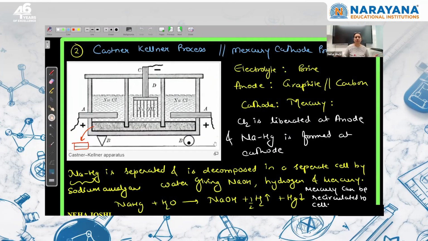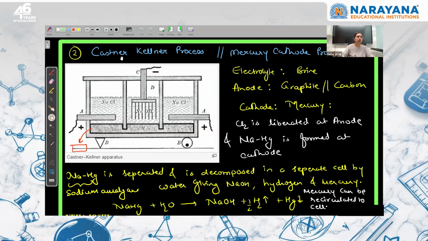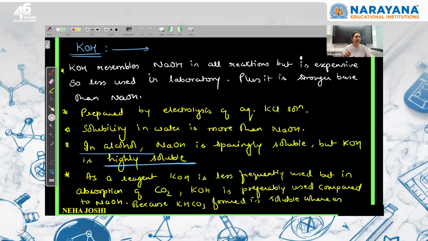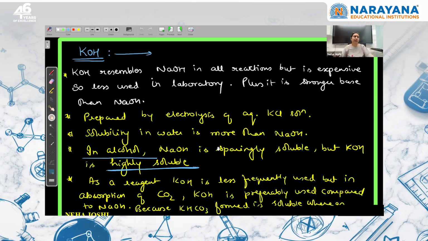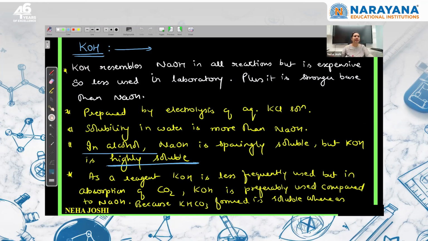Now there is no such problem of impurities or NaOH coming up along with chlorine, right? So today what we use is we use Castner-Kellner cell, which is also known as mercury cathode process. Please remember, cathode is of mercury, anode is of graphite or carbon. Brine remains same as electrolyte. Take. What about KOH? KOH resembles NaOH in all the reactions, but is expensive, so is preferred less in laboratory.